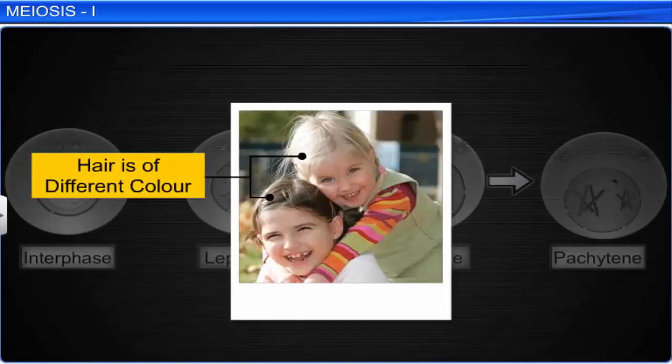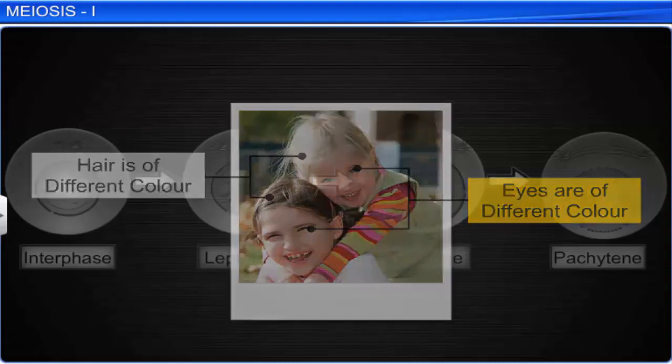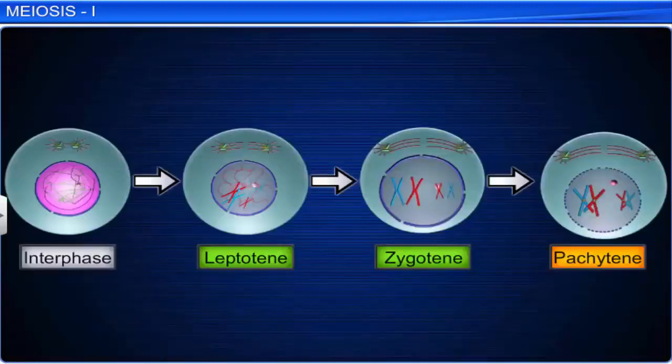Crossing over is very significant during the formation of gametes, as it results in new combinations of genes, leading to genetic variation in the offspring. By the end of the pachytene stage, recombination between homologous chromosomes is complete and the chromosomes are linked at the sites of crossing over.